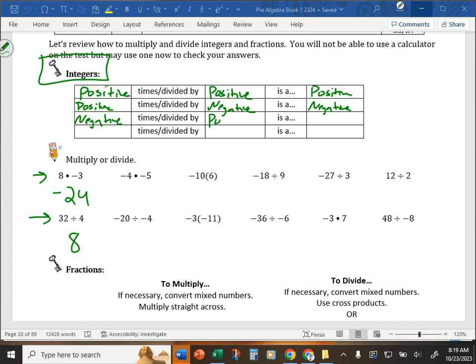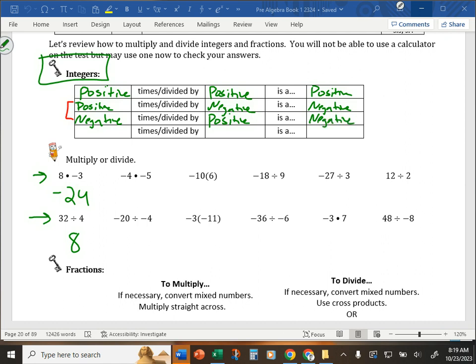Right? And the same is true if you have a negative multiplied or divided by a positive. Okay? These two are very much connected in that if your signs are different, doesn't matter which one comes first. If your signs are different, your answer is going to be a negative value.